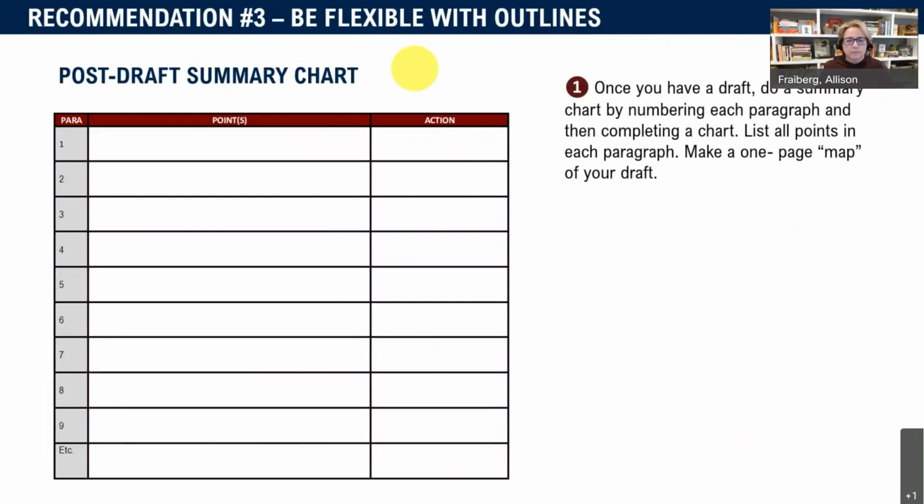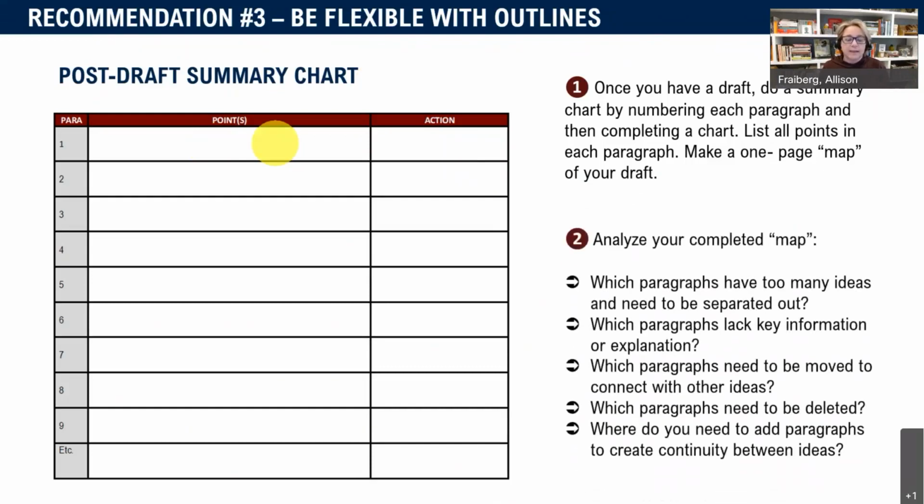So what you do is you make one of these charts and you number all your paragraphs, and then in this box you write down what's the point of that paragraph. If there's 3 points, you put it in there. If there's no point, you put a question mark. If there's 2 points, you put them in there. Okay? And you make a chart, you make a map of your draft as it exists. Then you can analyze the map instead of trying to analyze 15 pages of a paper.